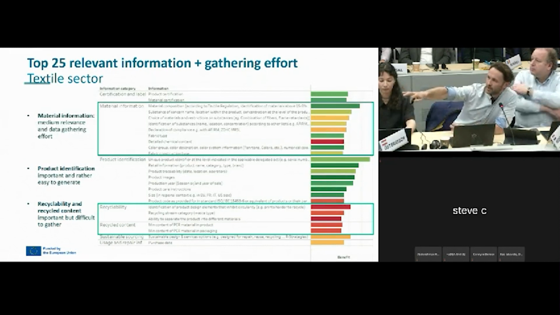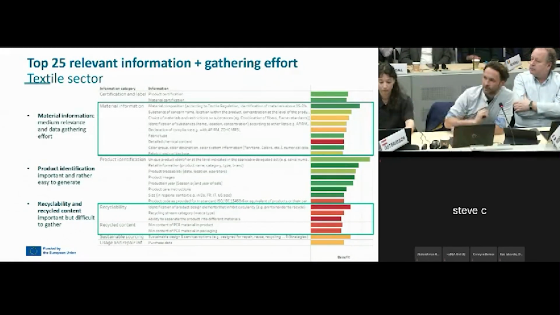Here also what I want to highlight, you saw in the electronic sector that was more durability, reliability. Here the textile sector suffers more from the recyclability and recycled content. So the generation of the recyclability information and recycled content information will be a challenge.